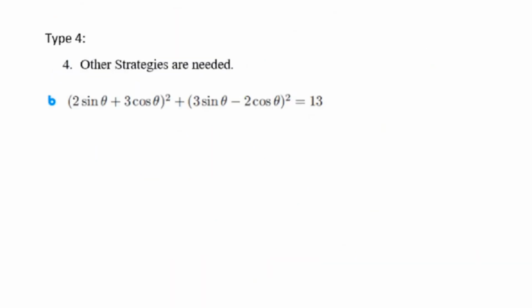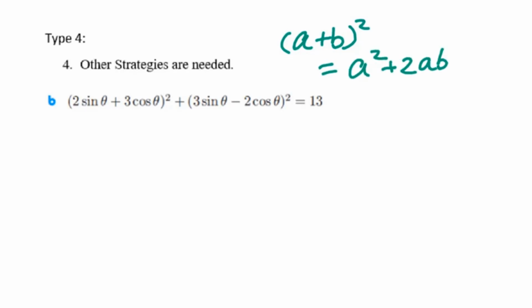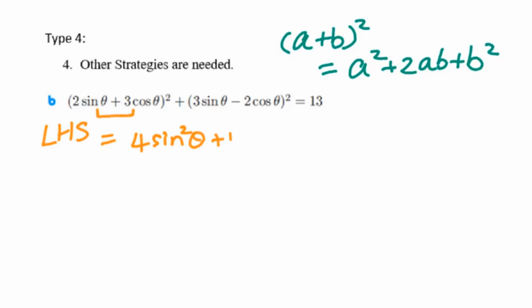So we have used other strategies when we verify trig identities. First of all, we remember that a plus b squared, square of addition and subtraction, is a squared plus 2ab plus b squared. So we start from the left hand side. I have 4 sine squared theta plus these two multiplied times 2, that is 12 sine theta cosine theta. Then plus 9 cosine squared theta.